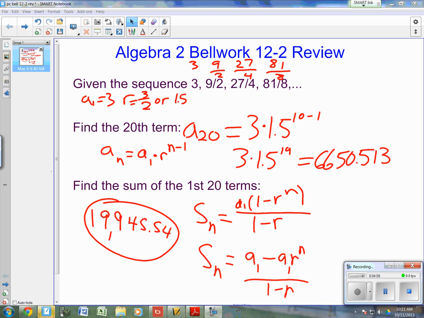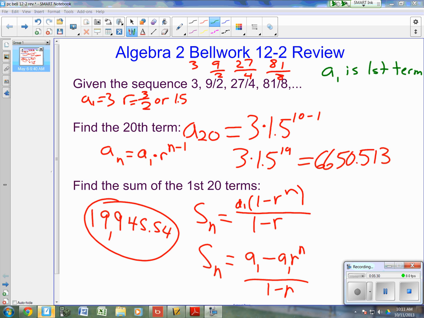Okay. Yes. How do you find what the R and the N is? Good question. How do you find the R and the N and all that? Okay, well, what does A sub 1 stand for, everybody? I want everybody in your notes to write this down. A sub 1 is first term, right? Whenever you're working with sequences and series, A sub 1 always means first term.